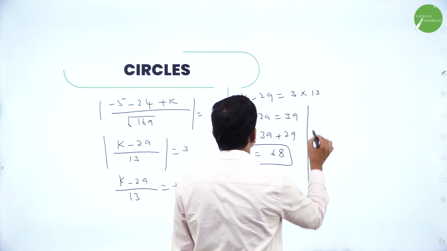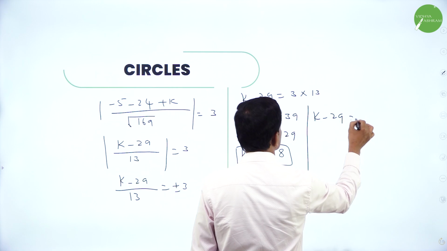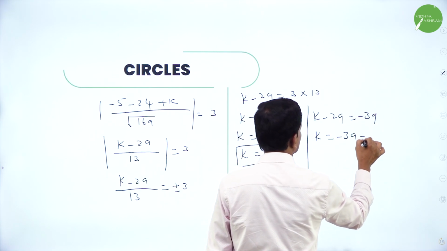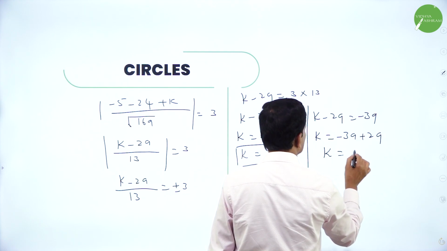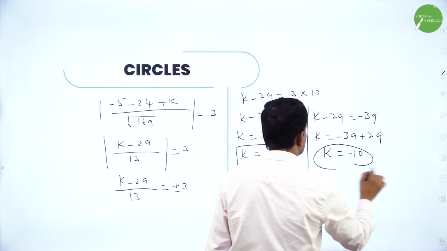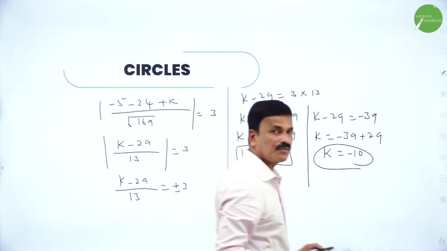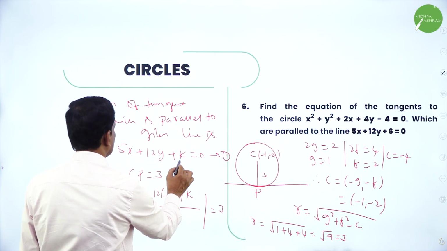Another value. So, k minus 29 is equal to minus 39. k is equal to minus 39 plus 29. So, k is equal to minus 10. So, there are two values of k. One is 68, another one is minus 10. Therefore, substitute this value of k here.